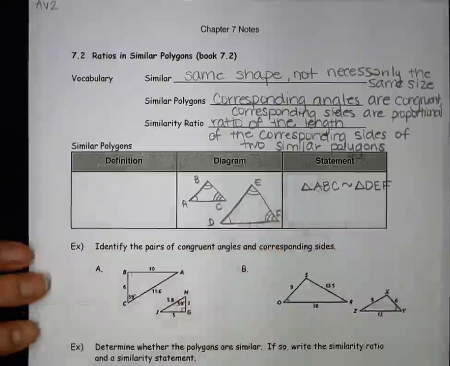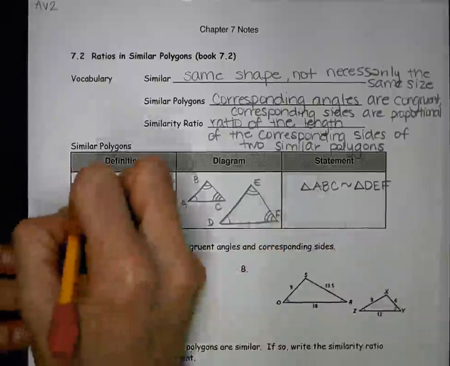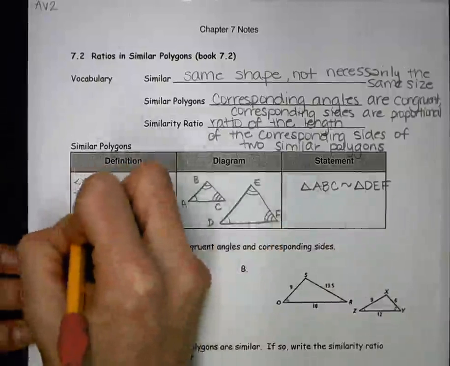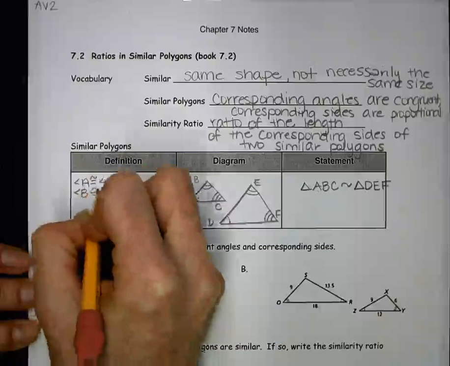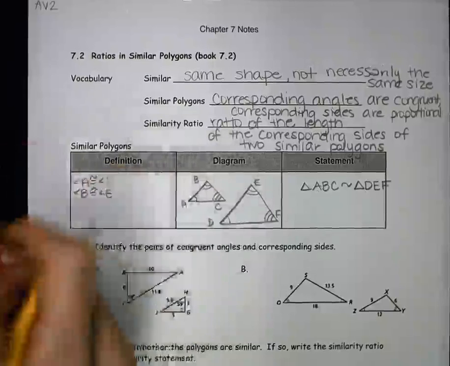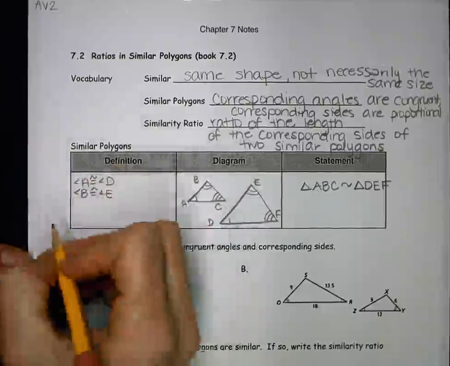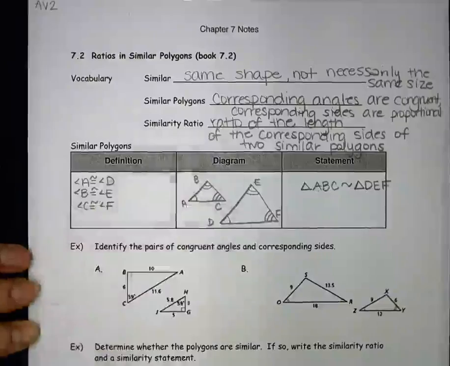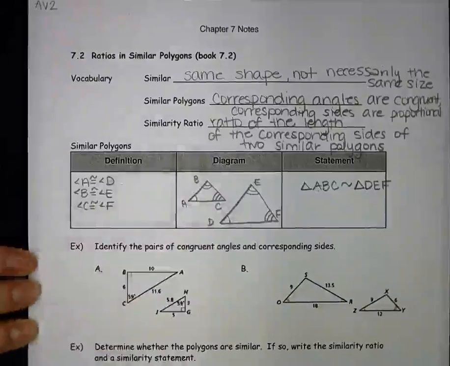So that's one of the properties of similar polygons. You have three sets of equal angles. Angle A will be congruent to angle D, angle B will be congruent to angle E, and angle C will be congruent to angle F. And then you also have three sets of corresponding sides that produce the same ratio.